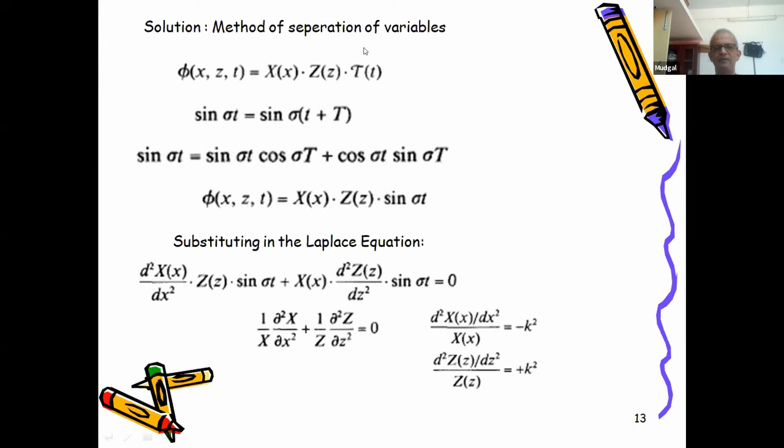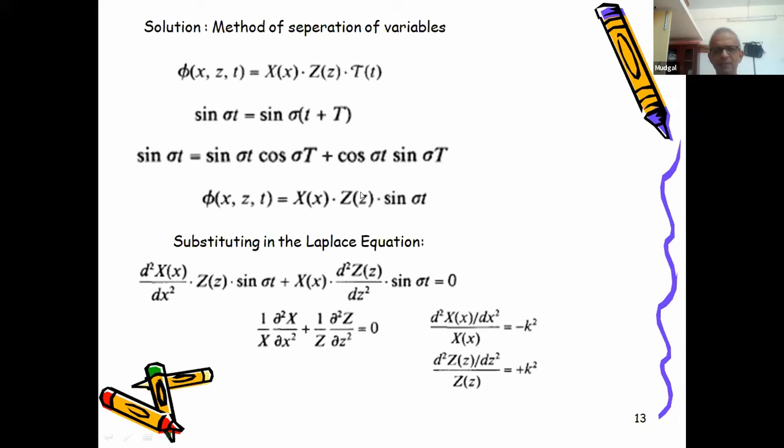The first thing is we will look at the function of t. We have sine sigma t equal to sine of sigma t plus T, that is, you have a periodic function. You can expand it using the trigonometric relationship, and it satisfies. Therefore, you take phi of x, z, t as X, Z, and then sine sigma t, so your T of t is nothing but sine sigma t.